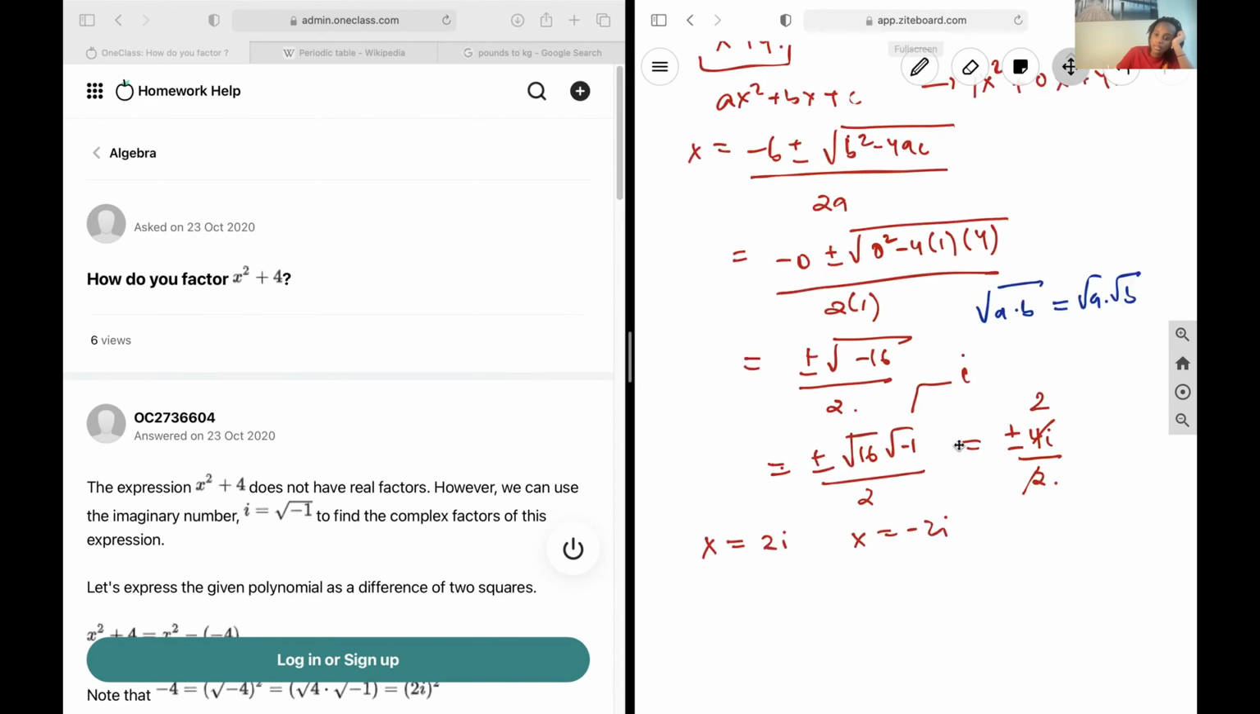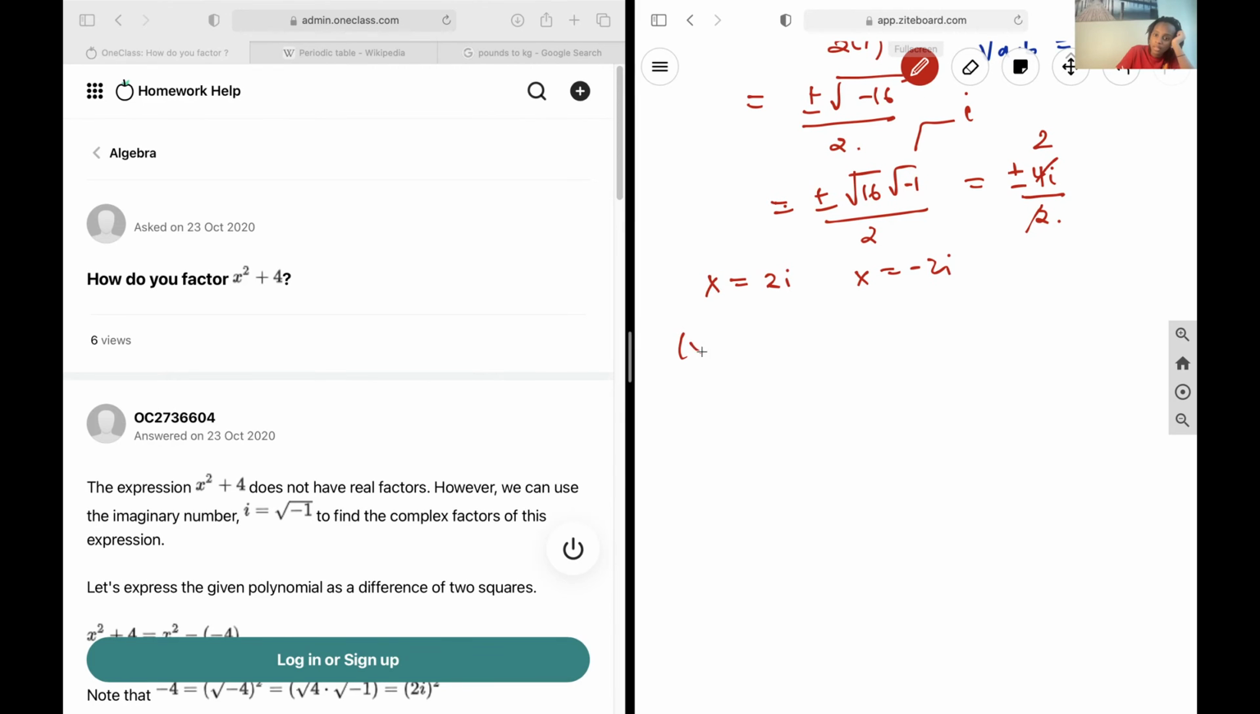And so when you put that in, you get x squared plus 4 is equal to (x minus 2i)(x plus 2i). If you wanted to expand this out just to double check, you get x squared plus 2xi minus 2xi plus 2i times negative 2i.